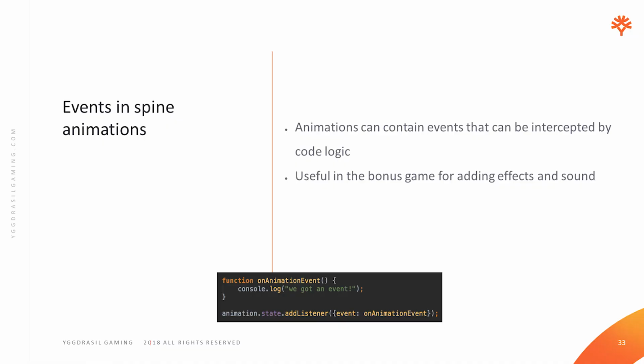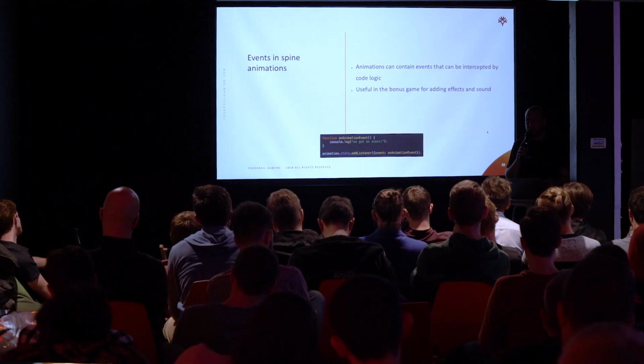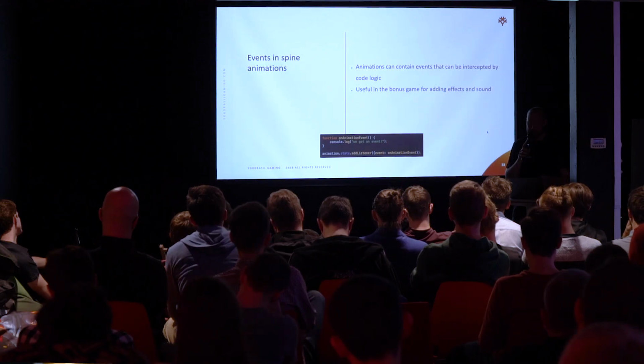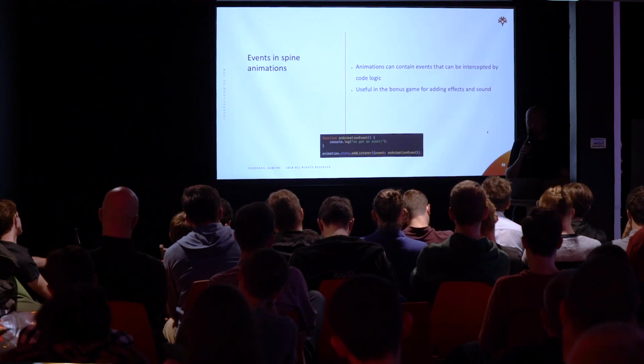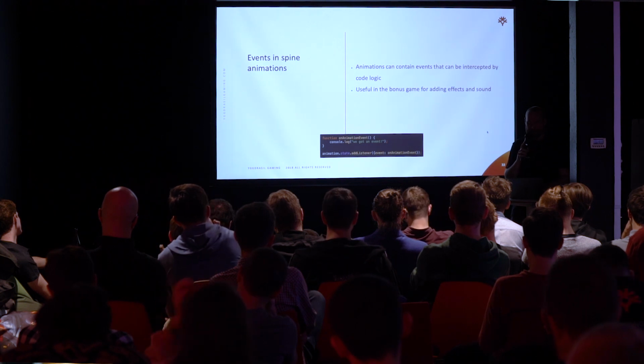In Spine, you can create events at different positions in your animation, so these events can be intercepted by code to do something. In our case, it was good for getting sound triggers or playing special effects. It's easy to do, just load the Spine animation and attach a listener for that event.